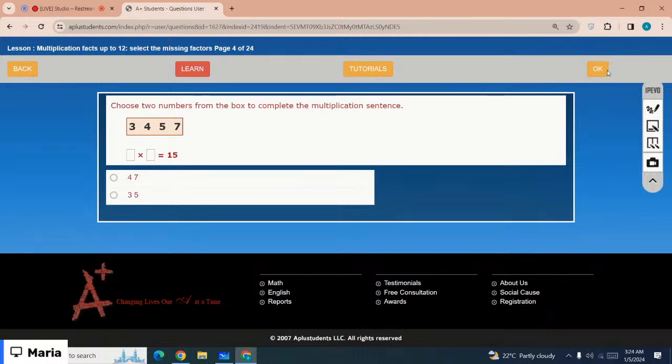Choose two numbers from the box to complete the multiplication sentence. So which two numbers have the product 15? Which is the correct option? Yes, that is 3 times 5. The correct option is 3 times 5 equals 15. The correct option is 3 and 5. Option number 2 is the correct option.